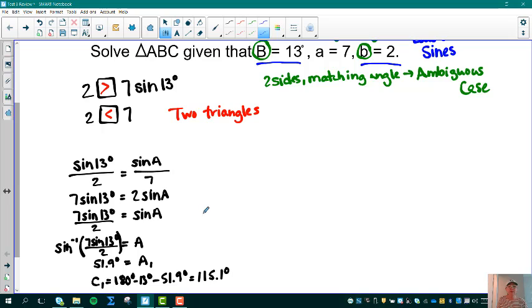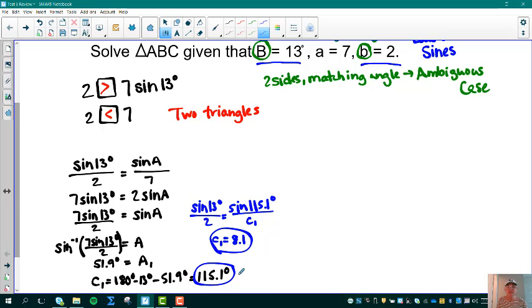Okay. Then the only piece of information we're missing now is side C. So I'll set up another law of sines. Sine of 13 is to 2 as the sine of 115.1 degrees is to side C sub 1. Cross multiply and divide, we end up with C sub 1 is equal to 8.1 rounded to the nearest tenth. Okay, so case 1 has all of these features.